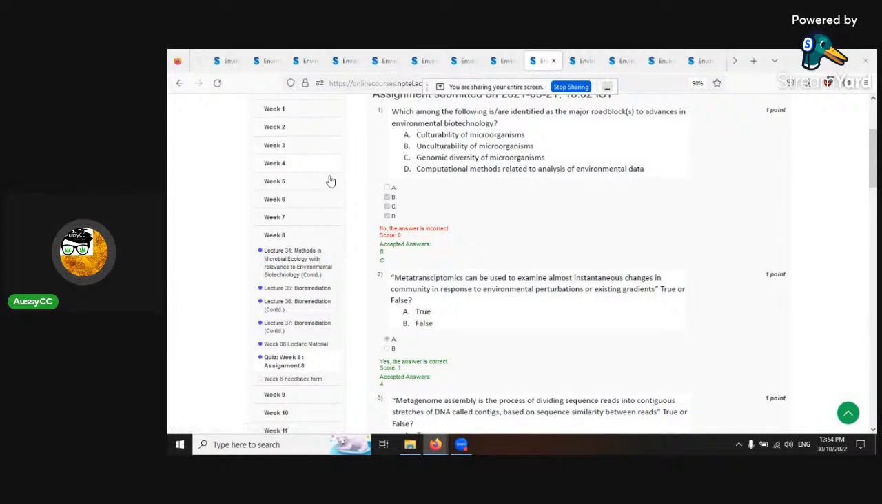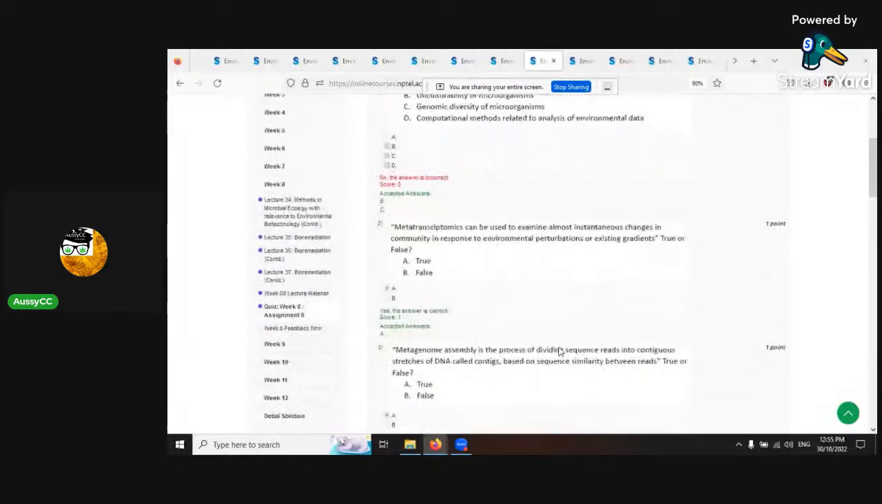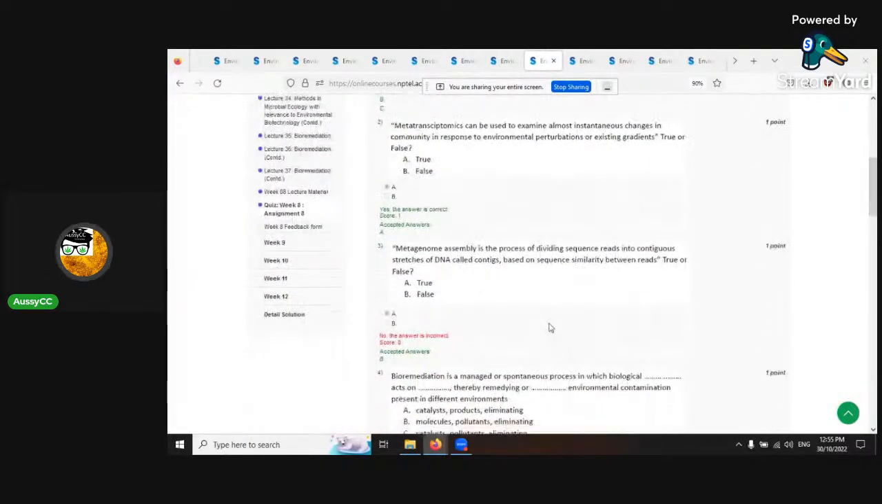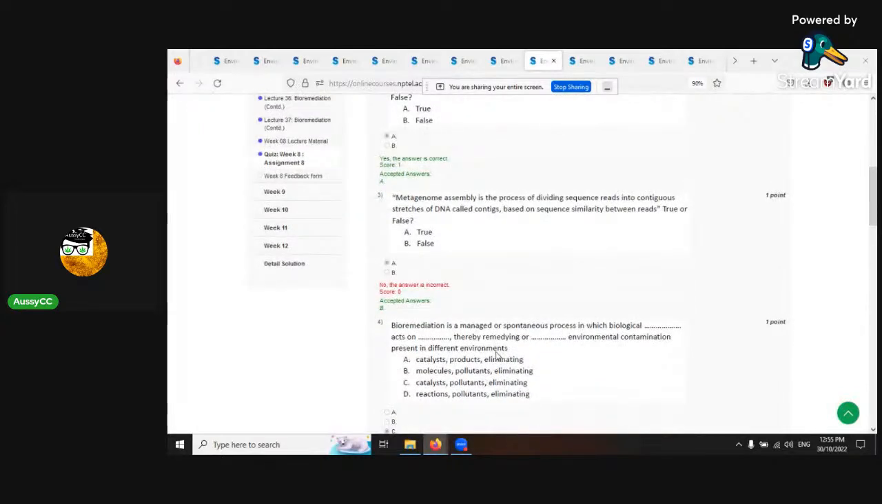Metatranscriptomics can be used to determine instantaneous change in the community responsible for interpretations of gradients. True. Metagenome assembly is the process of dividing sequence reads into continuous stretches of DNA called contigs. No, false. Bioremediation is managed as a spontaneous process in which biological acts on a catalyst, thereby remedying the pollutants. C.